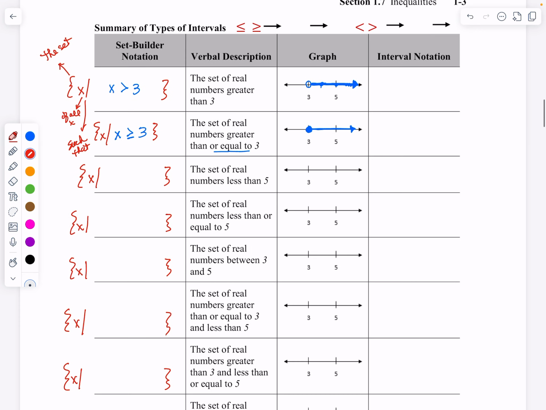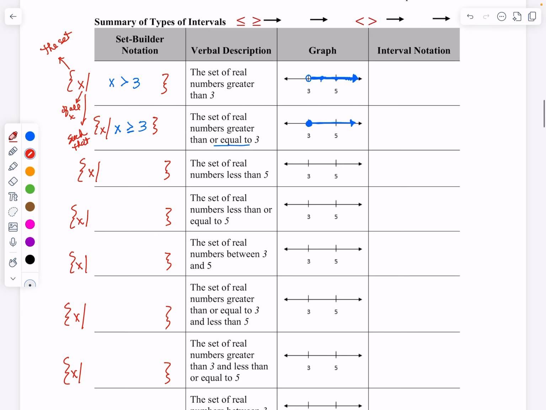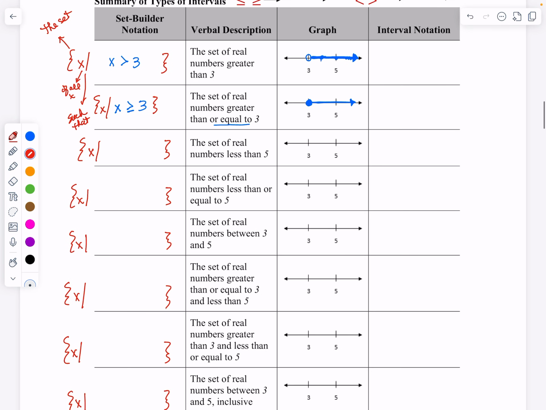So we're going to work all the rest of these, and then we're going to come back and talk about interval notation. Okay, the set of real numbers that are less than 5. So 3 would be less than 5. Let's say 0 would be less than 5. Negative a gazillion would be less than 5. So I know I'm going to shade it to the left. Okay, 4 is less than 5. 4.9 is less than 5. Notice it doesn't have an equal mark.